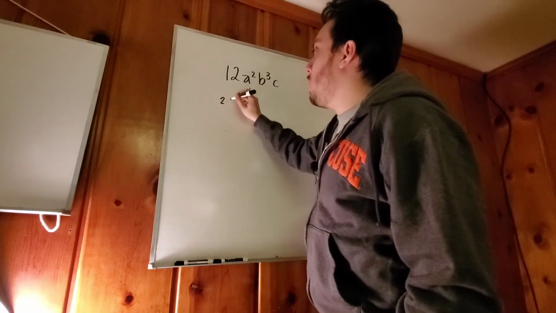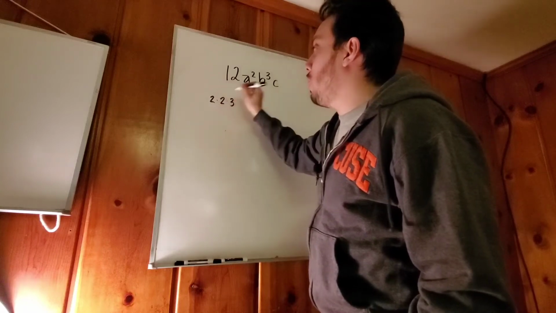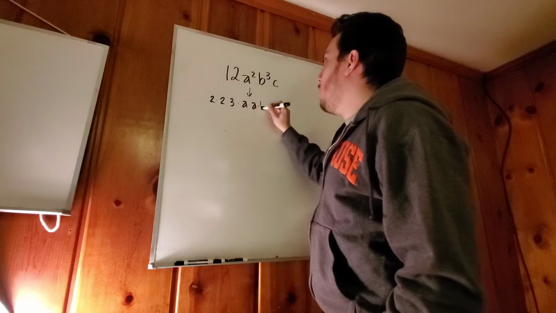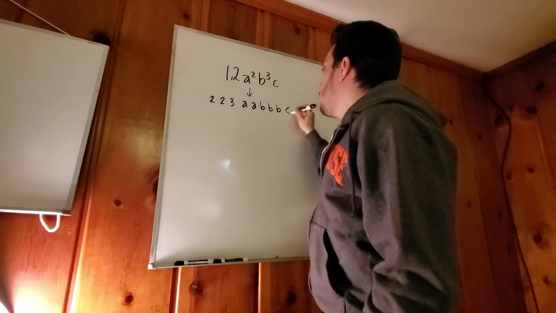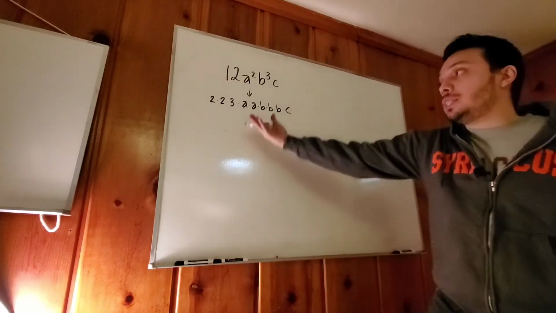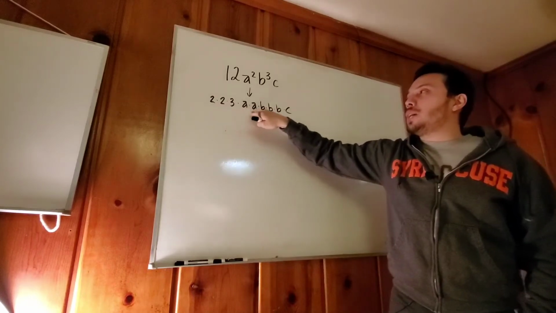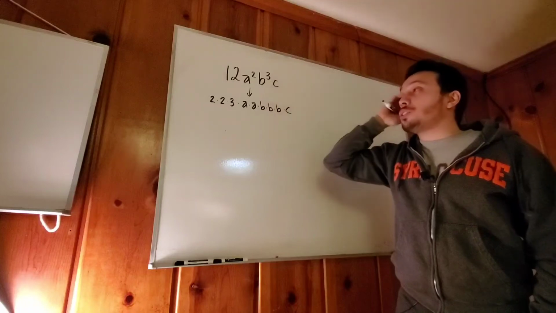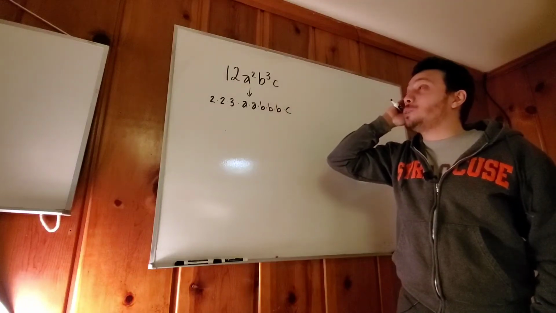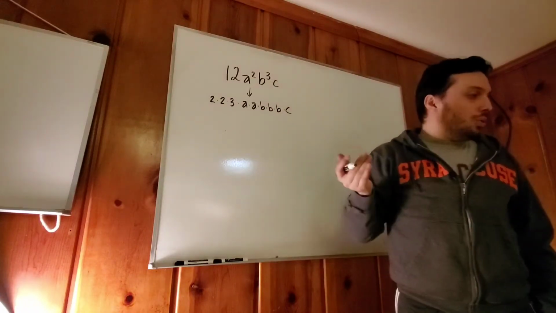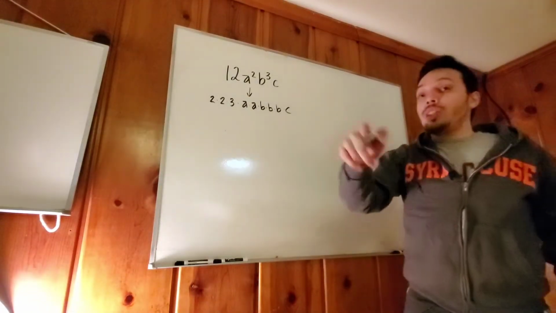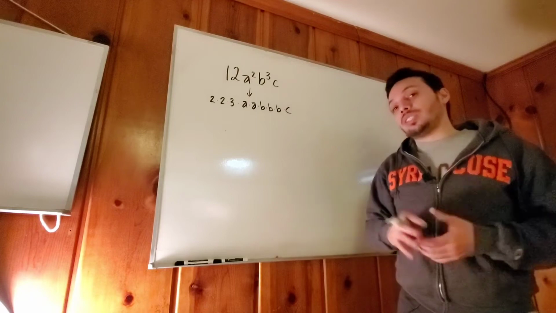12 is 2 times 2 times 3 times A times A times B times B times B times C. And that's it. That is the factorization for that monomial, 12a squared b cubed c. I told you it's not that hard, but let's then move into the most important example, which is example 2.